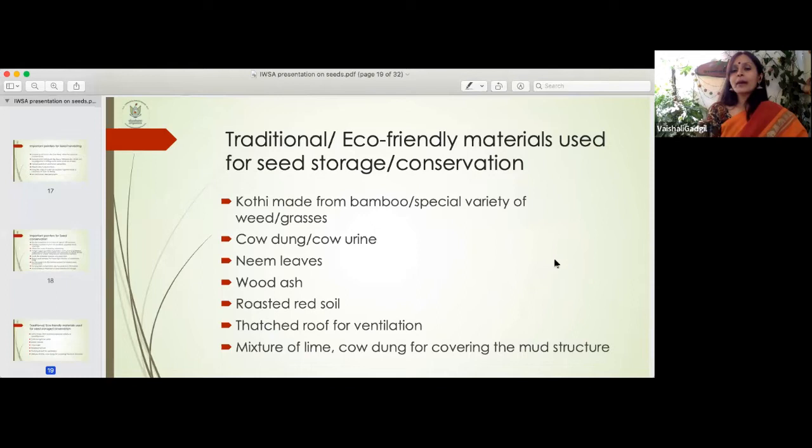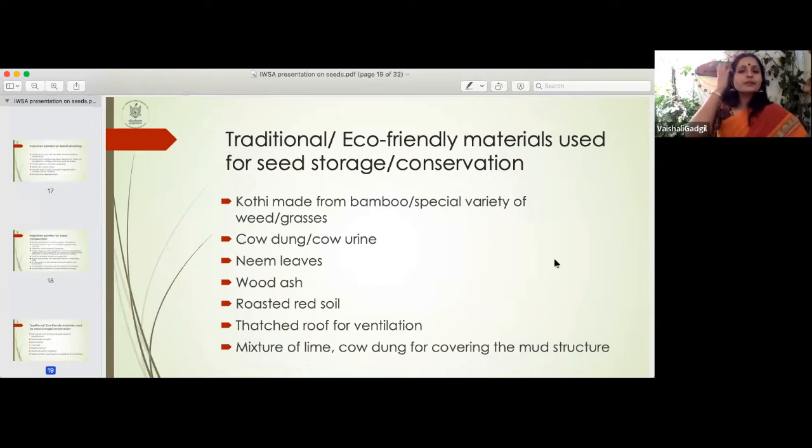The koti is made from bamboo and a special variety of weeds and grasses which grow locally over there. These people have that inherent knowledge, and these weeds and grasses also have medicinal qualities. So it's not only making the structure, but it's also the oils that they secrete, which will repel any kind of pest. So those grasses and weeds are chosen to weave the kotis, the bamboo baskets.